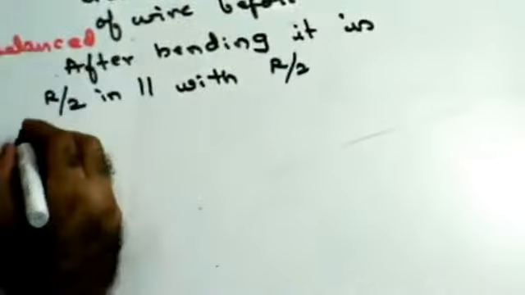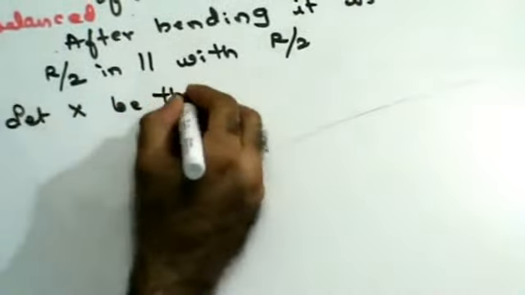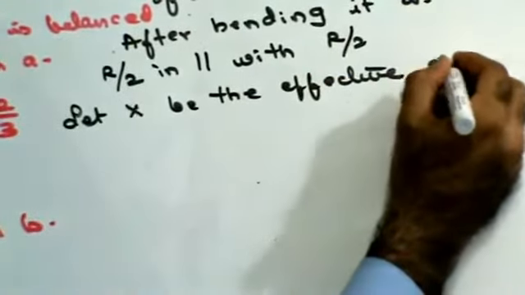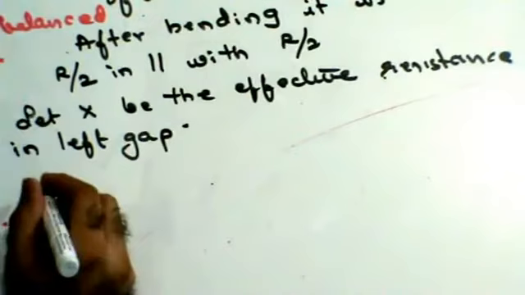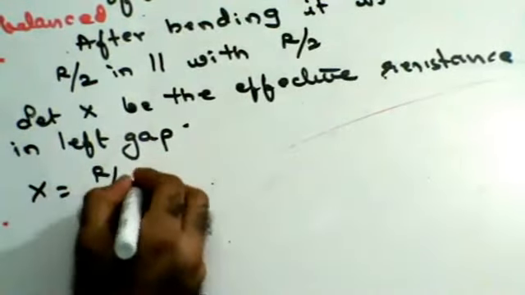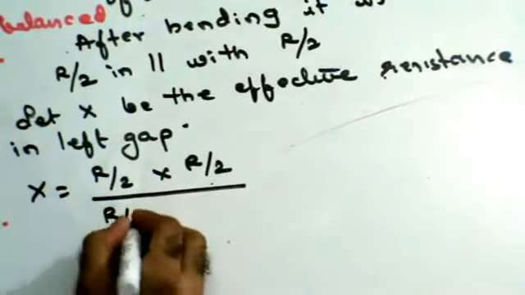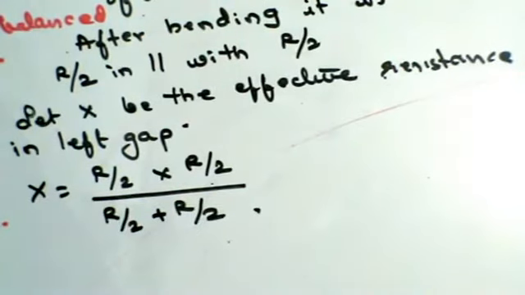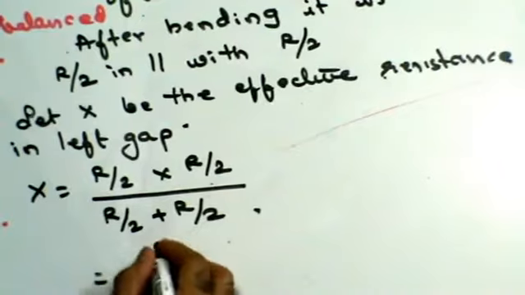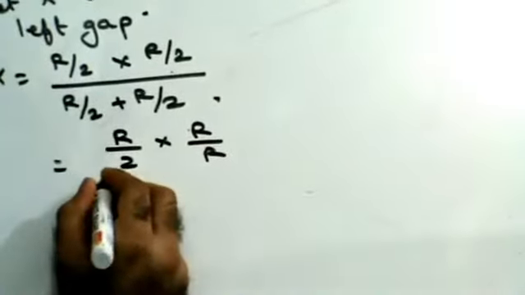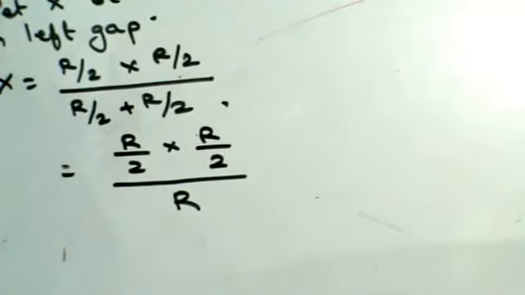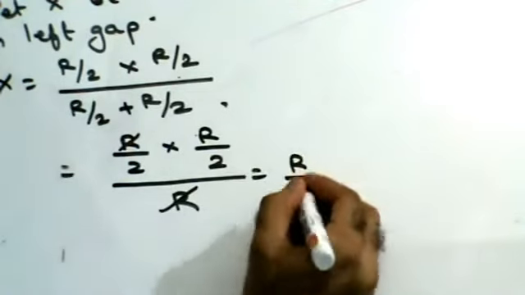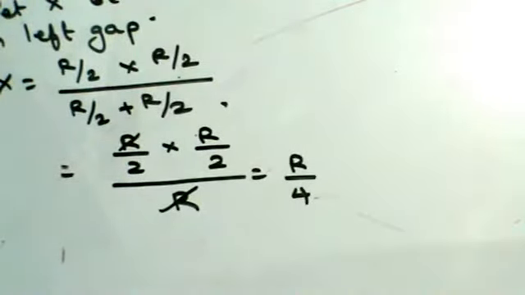Right? Let us assume, let X be the effective resistance in the left gap. If X is the effective resistance in the left gap, then X is equal to R by 2 into R by 2 upon R by 2 plus R by 2. I'm using the formula for resistance in parallel. So you will get R by 2 into R by 2, upon R by 2 plus R by 2, which is nothing but R. R and R get cancelled, so this is going to be nothing but R by 4. So the effective resistance in the left gap is going to be R by 4.